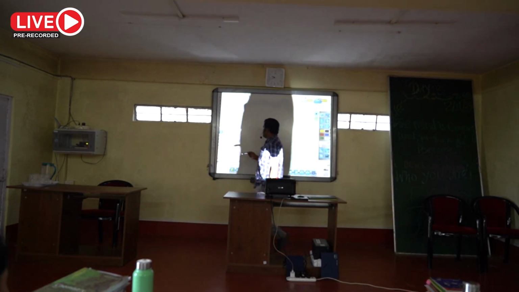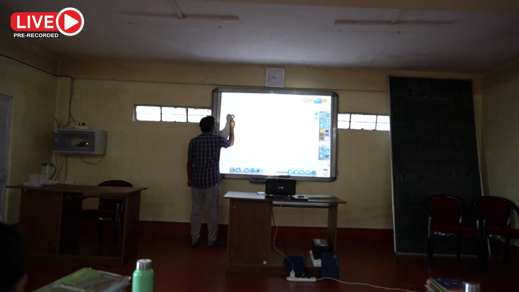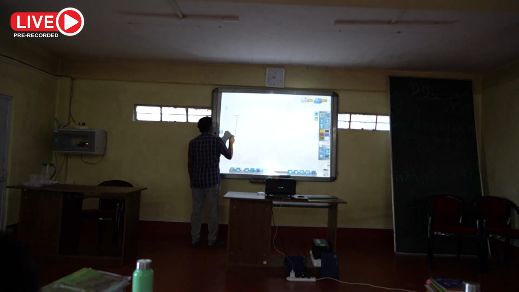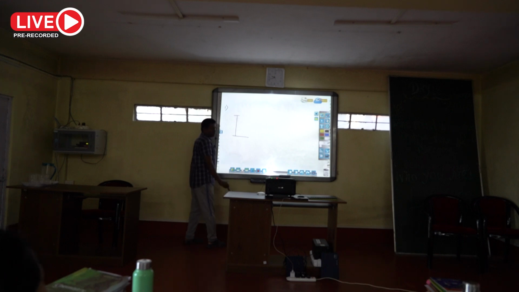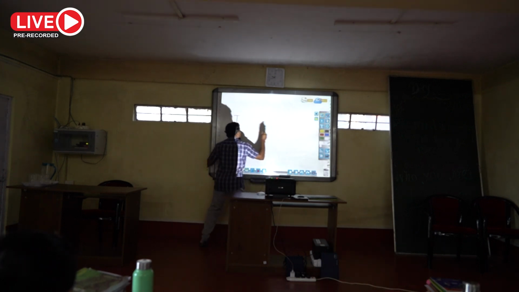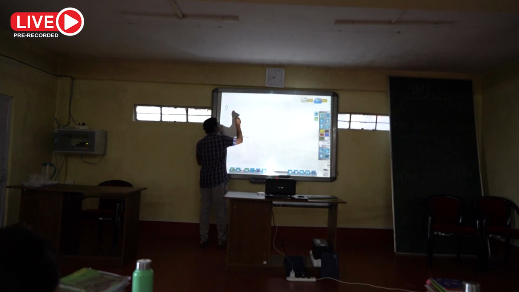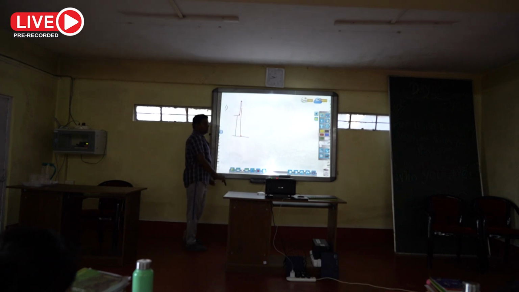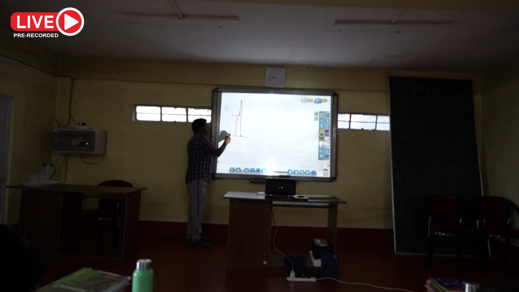See, suppose this one is the top of the tower, and this is the ground. The stone is thrown from here. It will go to the top and then it is coming back to the ground. So at this point the stone will be momentarily at rest. Okay. So first we can consider that this is the initial position, this is the final position.